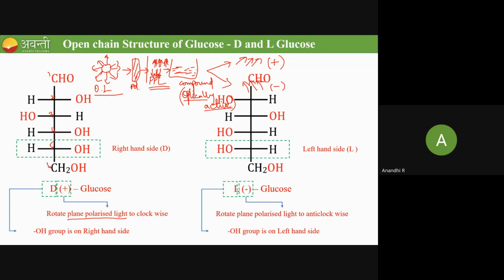D and L represent the position of the OH group, that is right and left, and plus and minus denote the rotation of plane polarized light, that is clockwise and anti-clockwise. Got it? If you have any more doubts on this, you can type it in the chat box and clear it. Okay.